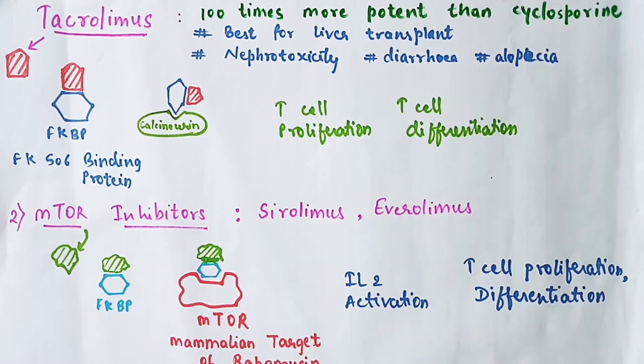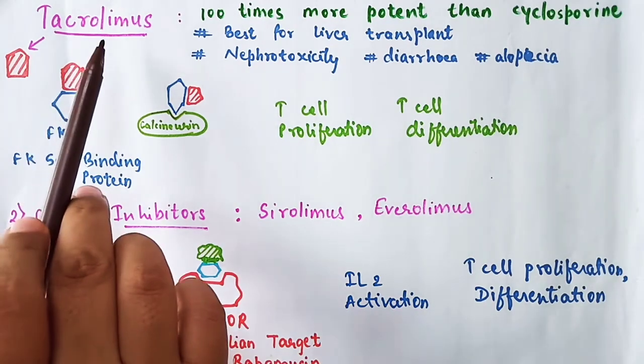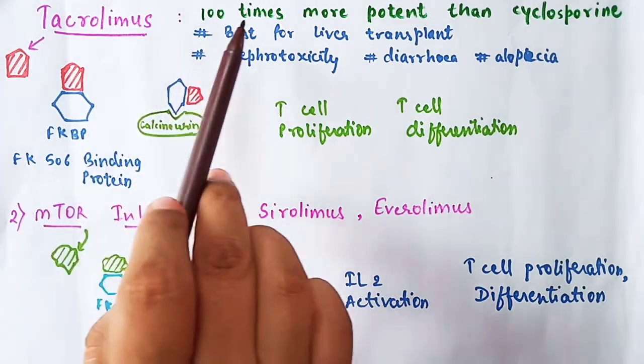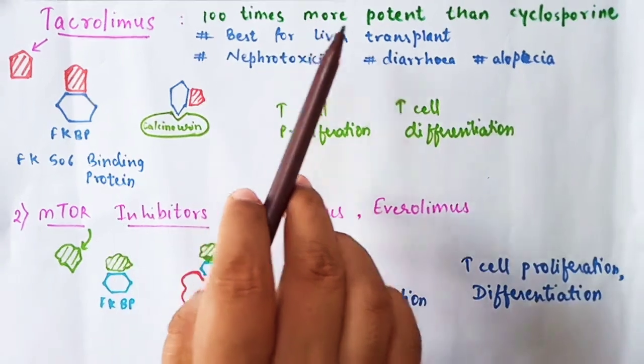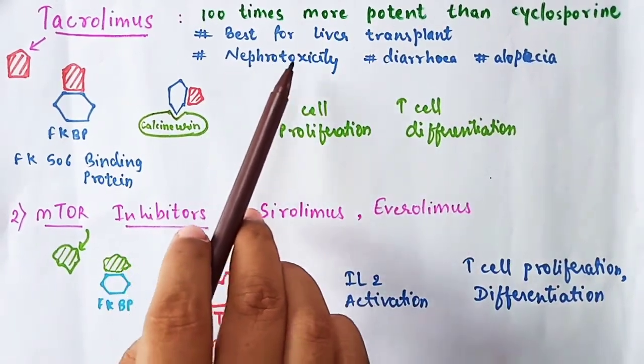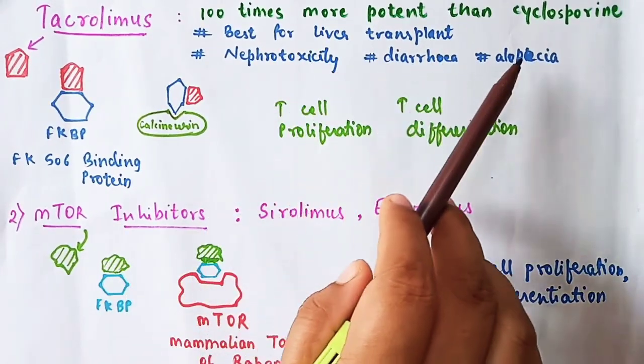The next drug from the calcineurin inhibitors is tacrolimus. Tacrolimus is 100 times more potent than cyclosporin. It is the best for liver transplants, and it also shows nephrotoxicity, diarrhea and alopecia.